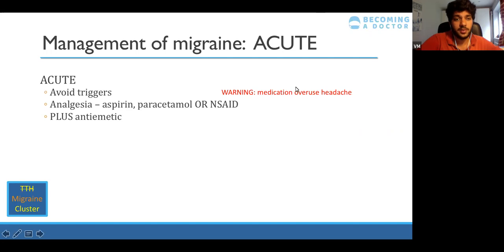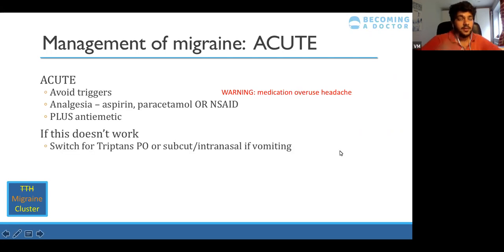Wouldn't advise them to take too much. The second line for migraines, so they've avoided the triggers, they've taken the analgesic, they've taken an antiemetic. If that doesn't work, the next line are triptans. For example, sumatriptan is a triptan, and you give that normally orally, but if they are vomiting at the time, it can be given subcut as well.